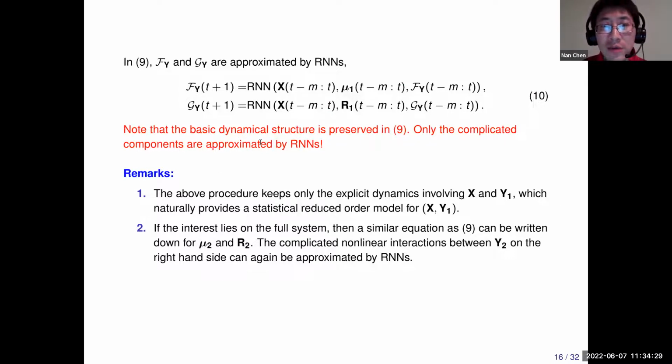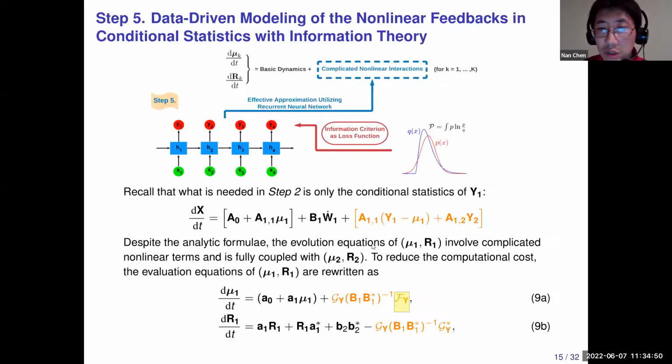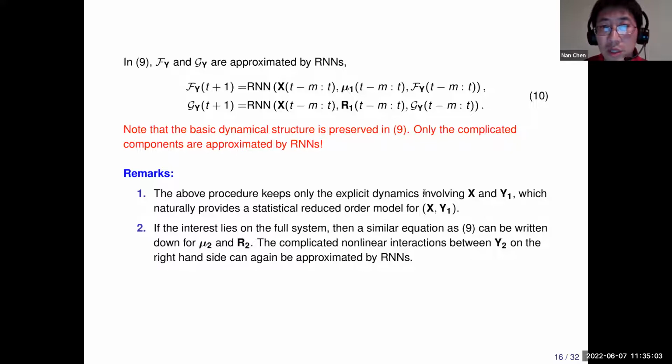Yeah. So actually here we can already see that because everything here only involves x and y1, we can make use of this procedure to build a statistical reduced model for x and y1, because we didn't touch y2. Of course, if the interest lies on the entire full system, then we can do a similar equation as this one, but we replace mu1 and r1 on the left-hand side by mu and r. And alternatively, here we also will include mu2 here. So if we are interested in the entire system, but usually we care about some low-dimensional phase space.